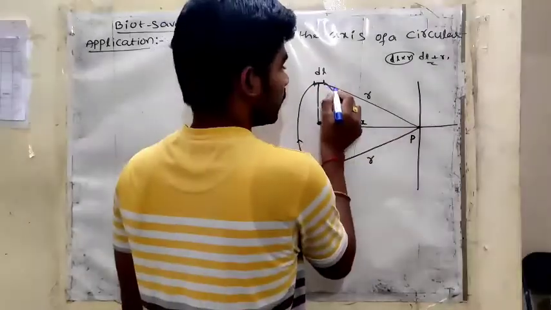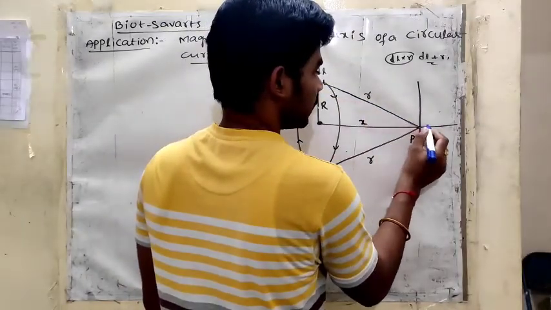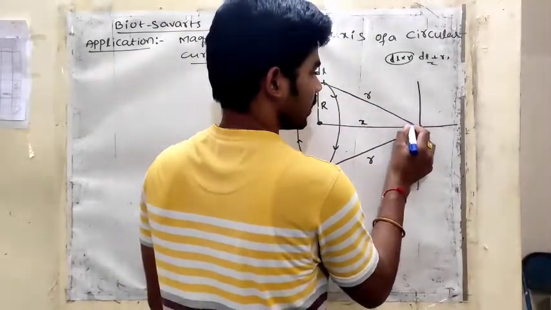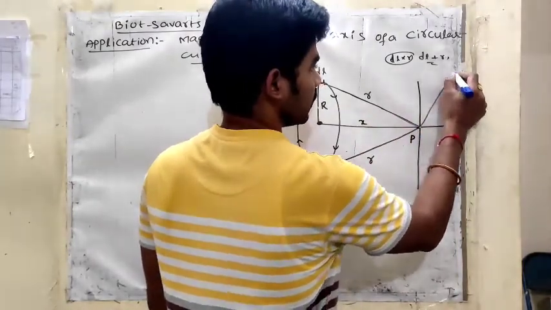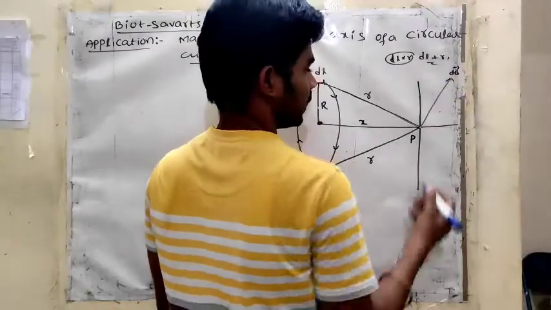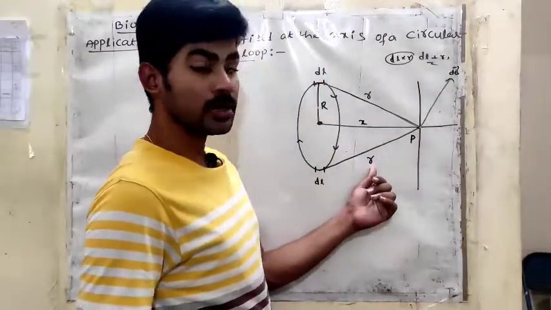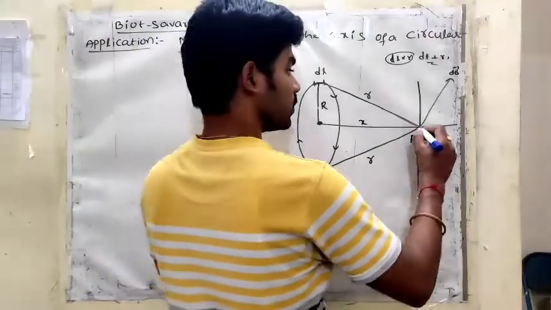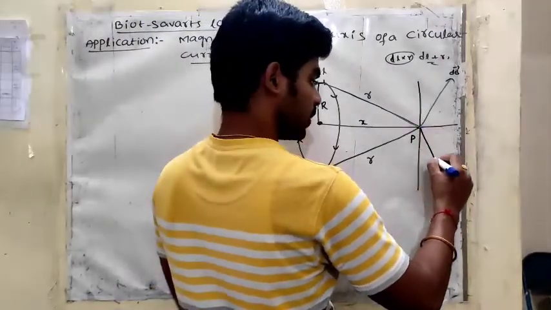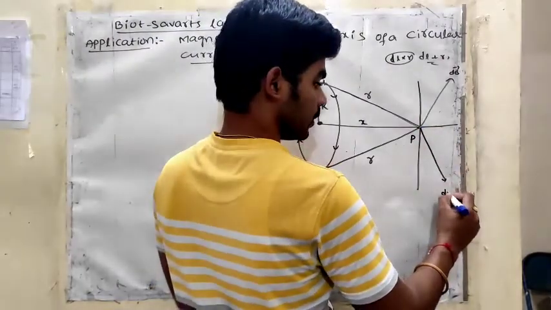So this R bar vector is perpendicular to the magnetic field. This is the R bar vector, and this perpendicular line here is the magnetic field. Here also we are taking a very small elemental length, so this is parallel and this is the perpendicular line.